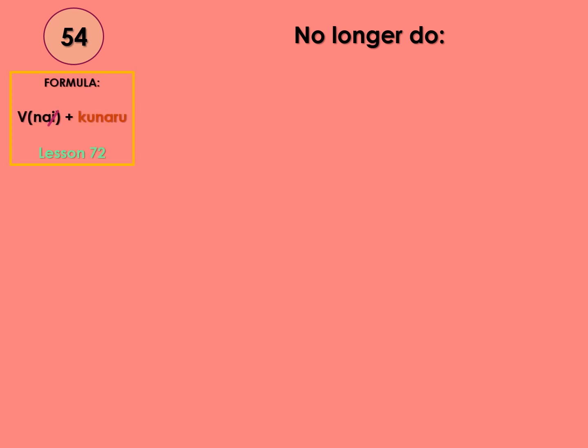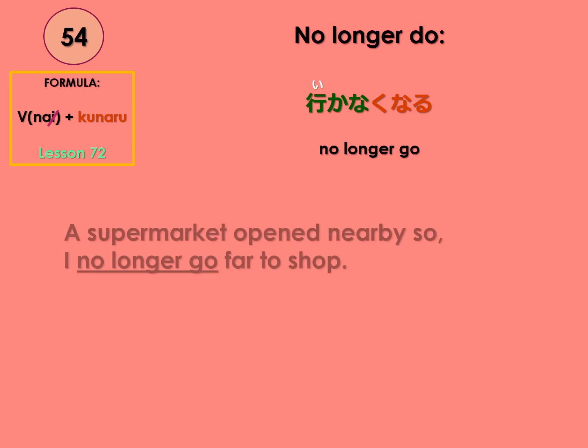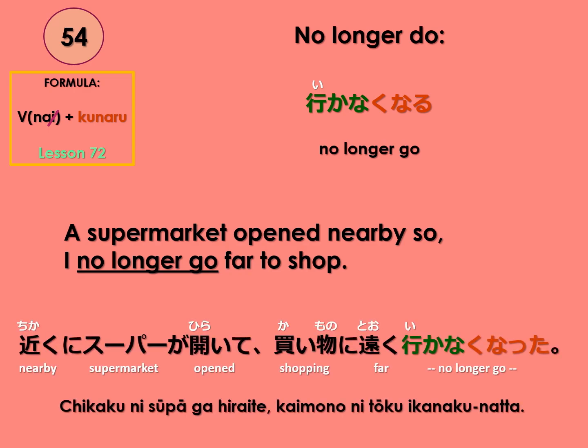54, no longer do. Nakunaru, nakunaru. Lesson 72. To no longer go. Ikanakunaru, ikanakunaru. A supermarket opened nearby, so I no longer go far to shop. Chikaku ni sūpā ga hiraite, kaimono ni toku ikanakunatta.